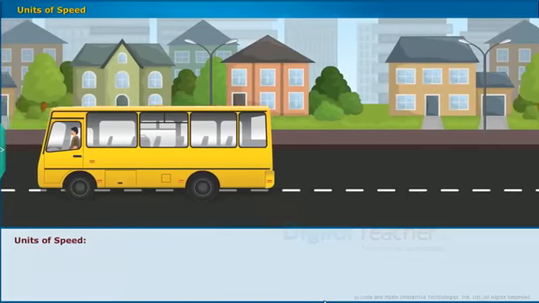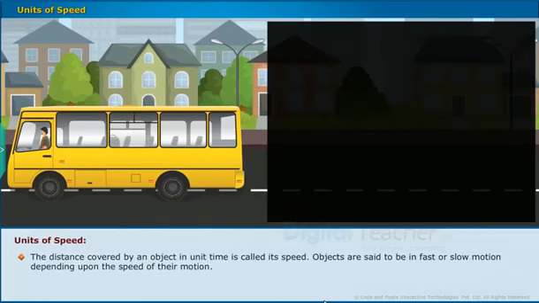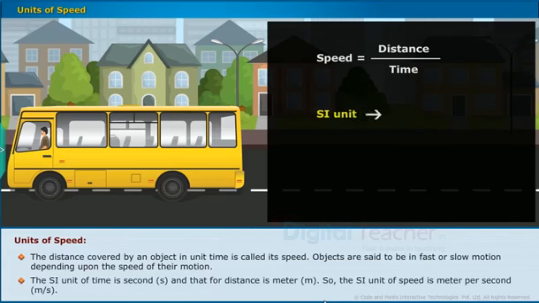Units of speed. The distance covered by an object in unit time is called its speed. Objects are said to be in fast or slow motion depending upon the speed of their motion. The SI unit of time is second and that for distance is meter. So, the SI unit of speed is meter per second.